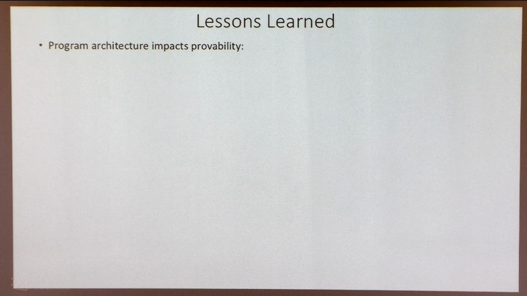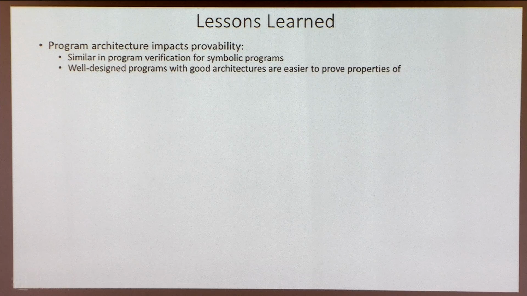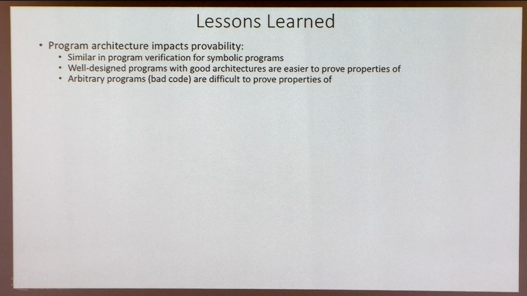So what are the lessons learned from this? First, one really important lesson is that program architecture is really important, not just for learning, but also it really impacts provability. This is very similar to our experience in the traditional symbolic program domain. In the symbolic program domain, we know that well-designed programs with good architectures are much easier to prove properties of, whereas arbitrary programs, bad code, are very difficult to prove properties of.